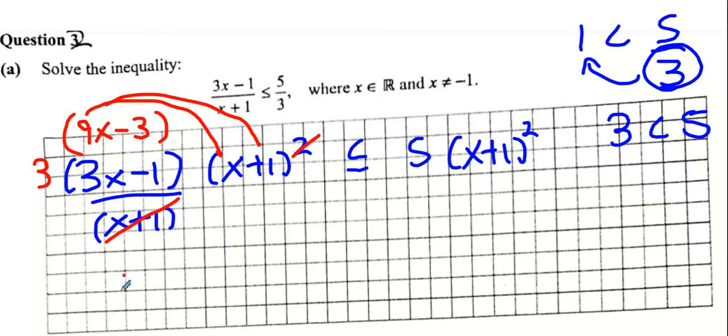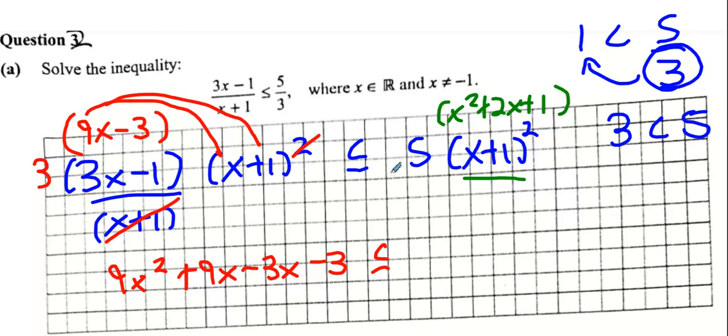And I'm going to get 9x squared plus 9x minus 3x minus 3, less than or equal to. Now what's x plus 1 squared? x squared plus 2x plus 1, multiply that by 5. We all good? Yes.